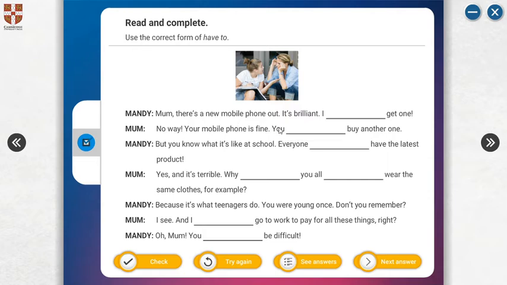Mom, there's a new mobile phone out. It's brilliant. I have to get one. No way, your mobile phone is fine. You don't have to buy another one. But you know what it's like at school. Everyone has to have the latest product. Yes, it's terrible. Why do you all have to wear the same clothes, for example? Because it's what teenagers do. You were young once. Don't you remember? I see. And I have to go to work to pay for all these things, right? Oh, mom, you don't have to be difficult.